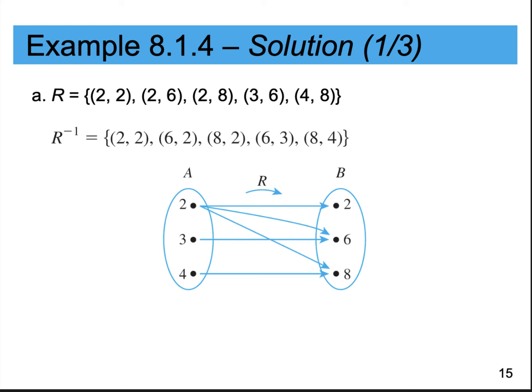Agreed? Okay. Now, we're analyzing the inverse of a relation. And what is the inverse of a relation? You reverse the ordered pairs of the direct relation. If the direct relation is composed of ordered pairs, you simply invert the ordered pairs. That's the result. (2,2), (6,2), (8,2), and so forth, so on. Okay?